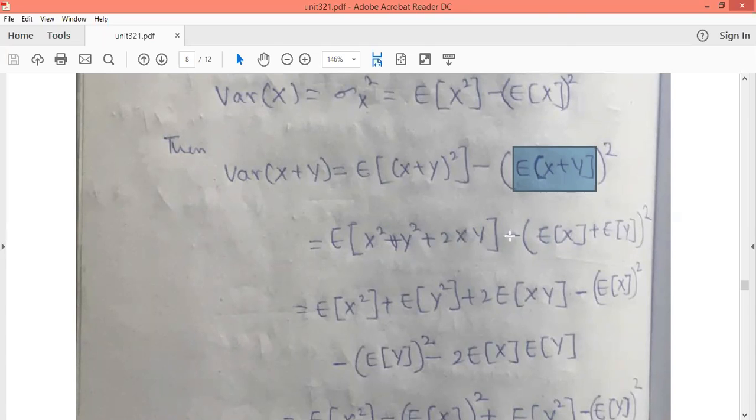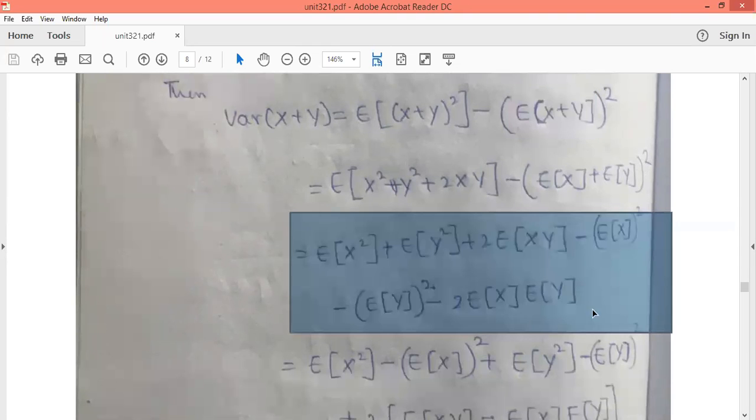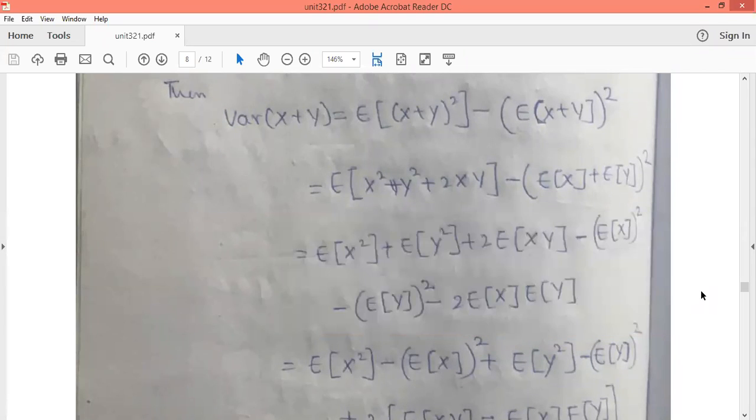And if you consider this negative sign also, we get this equation, that is expectation of x square plus expectation of y square plus 2 expectation of xy minus expectation of x whole square minus expectation of y whole square minus 2 expectation of x expectation of y. This is the formula we get.